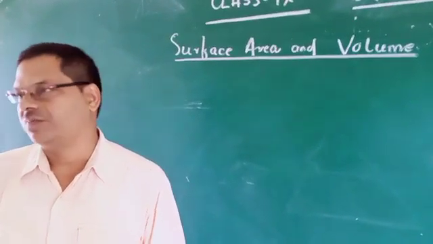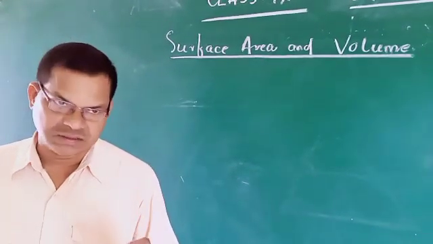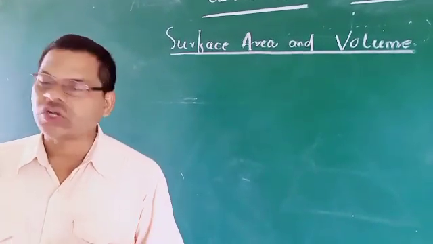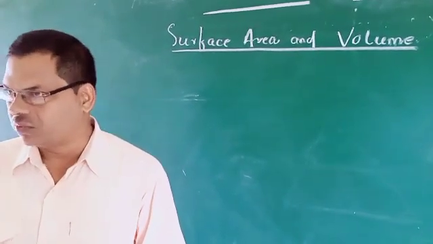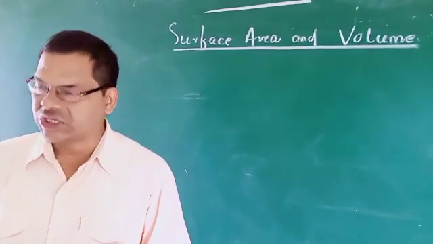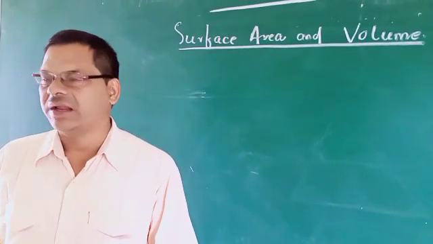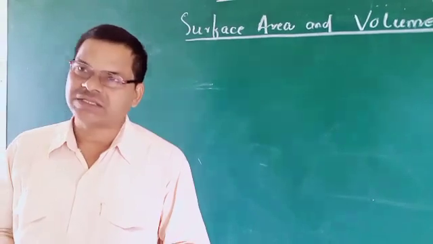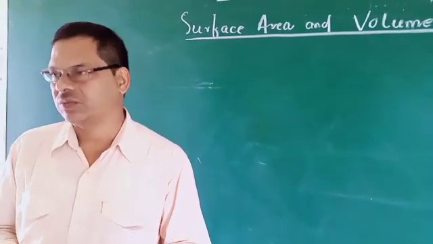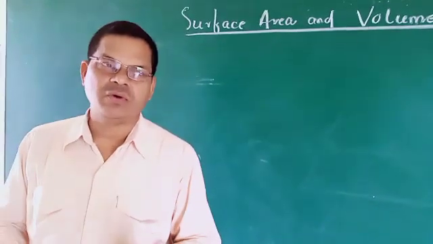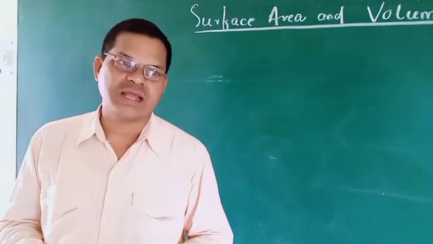The chapter is surface area and volume. Already in class 8 you know the surface area of a cuboid, the surface area of a cube, and the surface area of a cylinder, only these three. Today we have to revise the surface area of a cube and a cuboid once more, and learn something extra in class 9.